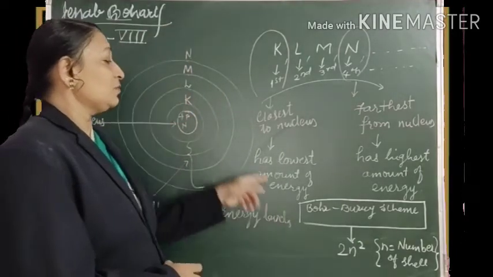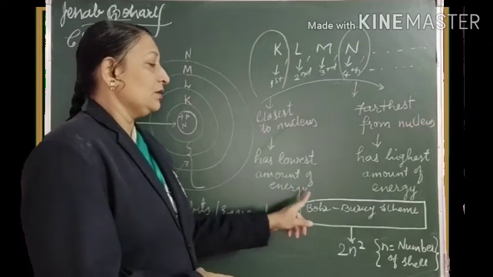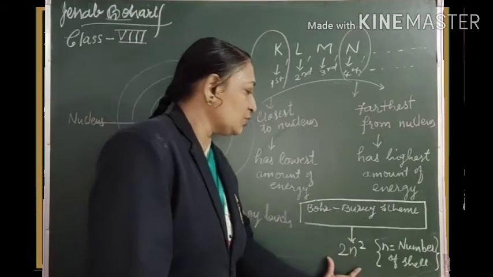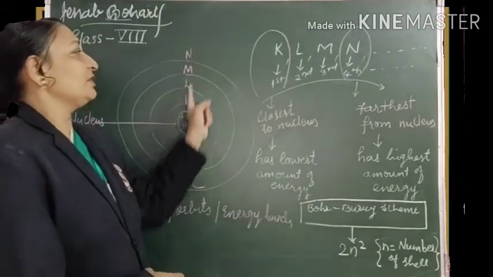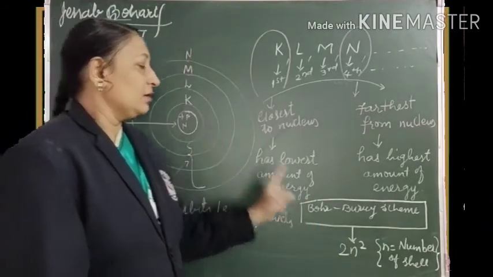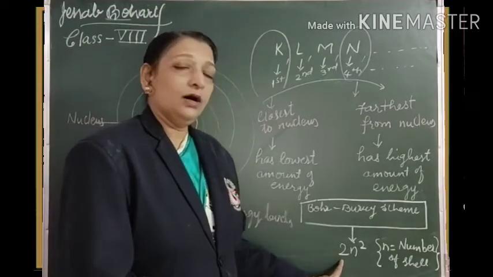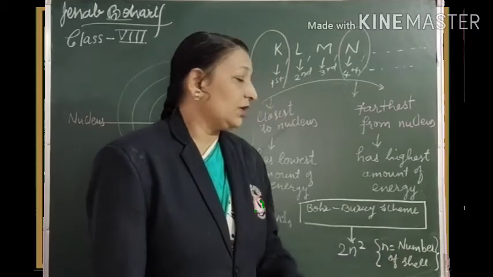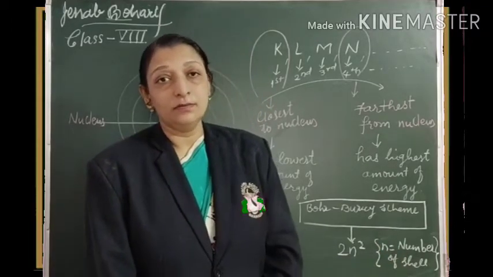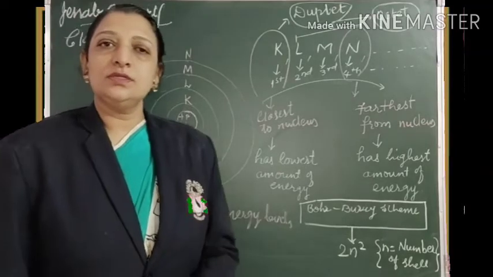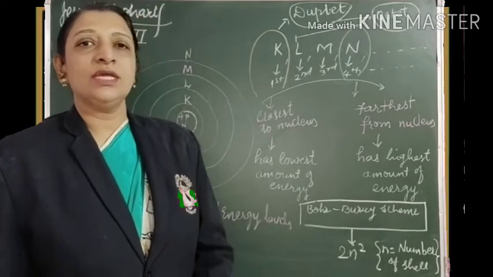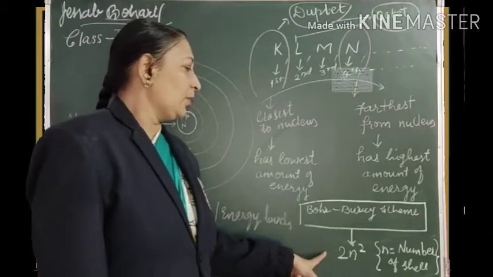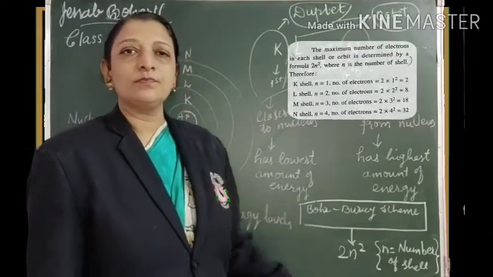Now, what is the Bohr-Bury scheme? According to the Bohr-Bury scheme, electrons are distributed or accommodated within these shells by the formula 2n square. Here, n is nothing but the number of the shell. Now students, let us see how the electrons are configured based on the Bohr-Bury scheme formula.